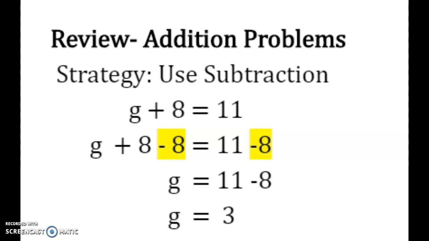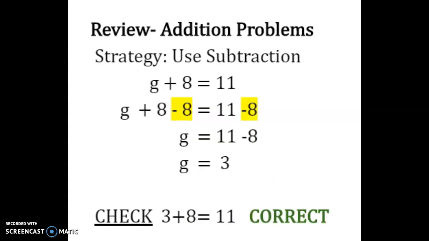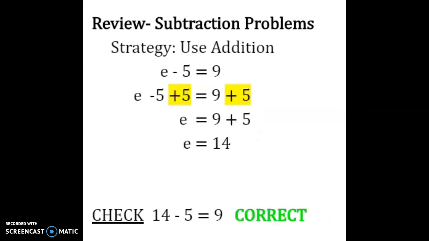Here you can see our review of addition problems. The strategy that we used was to use subtraction, or to use the opposite. We had the equation g plus 8 equaling 11, and we added a negative 8 to both sides of the equation. Hence our algebra rule: what we do to one side of the equation, we have to do to the other. Positive 8 and negative 8 canceled each other out, leaving g, and then 11 minus 8 we solved. And we checked to make sure that was correct. And yes, indeed, 3 plus 8 does equal 11.